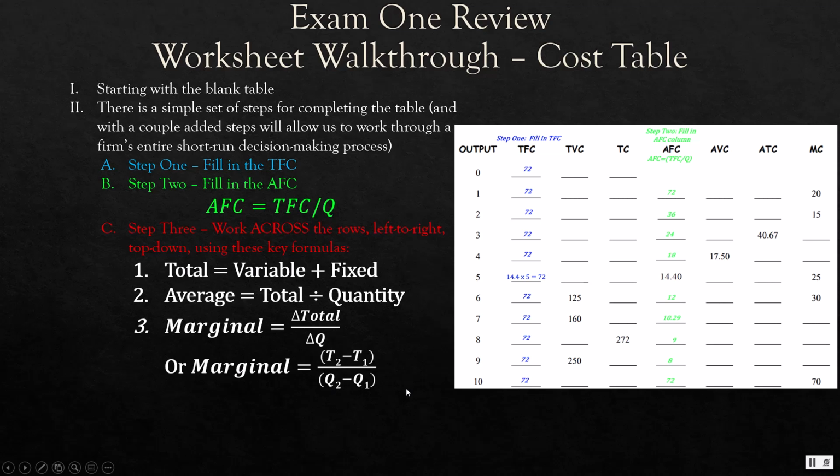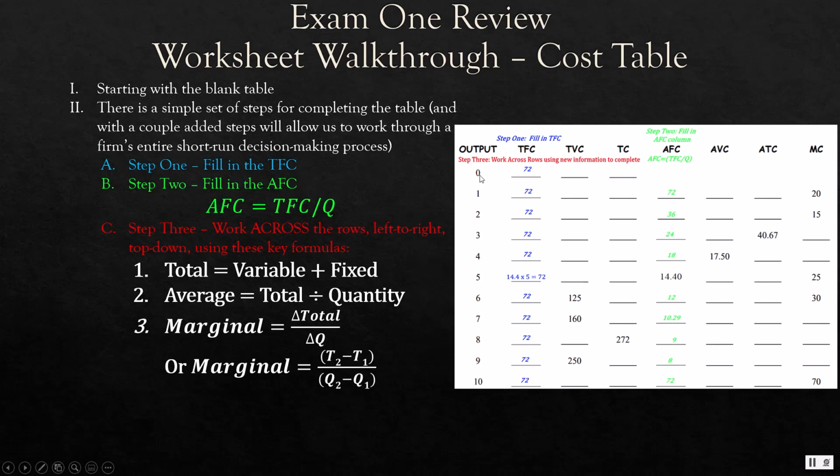With these three basic formulas, we can finish off the rest of the table by simply moving from as best as possible left to right across the rows, using the new information that becomes available with each row in combination with what we already know to try to fill in the rest of the blanks.